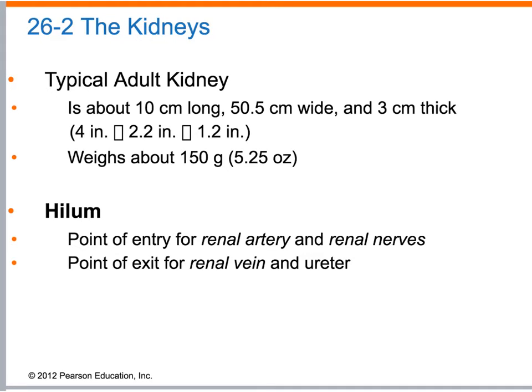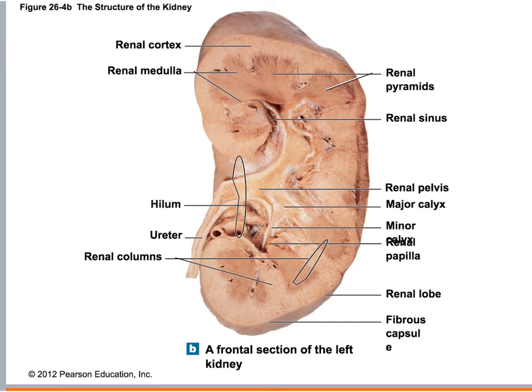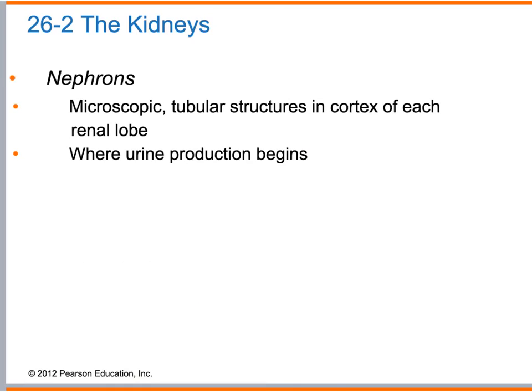The hilum is the point of entry for the renal artery and the renal nerves, and the point of exit for the renal vein and the ureter. Here the hilum is pictured. Again, we see the hilum pictured again with the ureter and the renal columns. The nephrons are the microscopic tubular structures in the cortex of each renal lobe. This is where urine production begins.